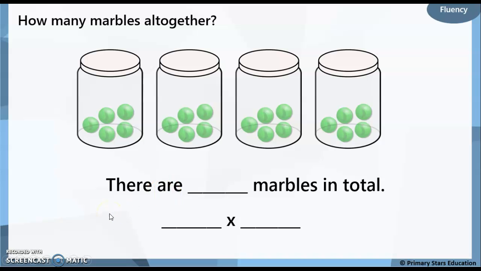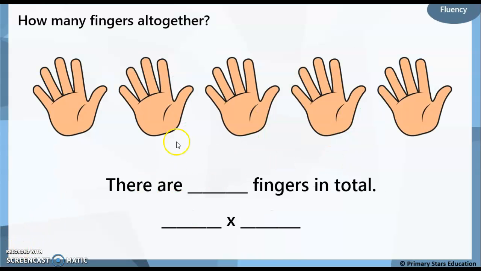Okay, moving on to 5 times tables. How many marbles are there altogether? We've got 1 group, 2 groups, 3 groups, 4 groups of 5. 4 times 5 equals 20, because counting in 5: 5, 10, 15, 20. Remember, if you get stuck, you can always put the numbers underneath, so this would be 5, 10, 15, and 20, so you don't get lost.